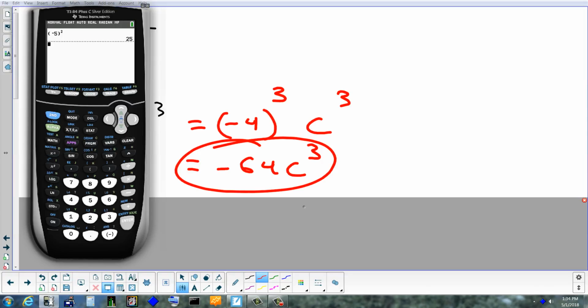Now, watch what happens if you do this. No parentheses. Wrong answer. If you don't put parentheses, the calculator is only going to square the number, not the negative. Wait, I still don't understand how you got negative. We're squaring the whole thing.